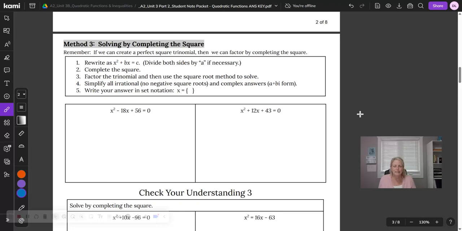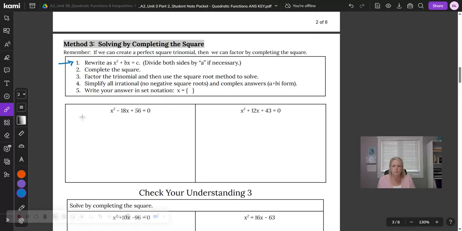Hi there, welcome back. In this video, we're going to look at completing the square. And we need to complete the square when we have a trinomial that we can't factor using factor pairs, okay? So your steps are up here.